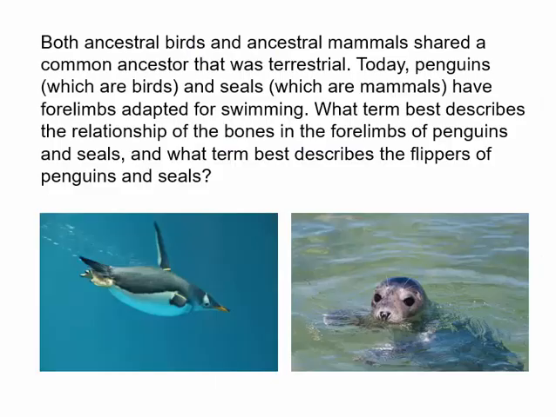All right, so a question for you. Ancestral birds and ancestral mammals have a common ancestor, okay? But today, penguins, which we know are birds, and seals, which are mammals, have forelimbs adapted for swimming. So what best describes the relationship of the bones in those forelimbs of penguins and seals? And then what term best describes the flippers of penguins and seals? So there are really two parts to this as you consider your options.